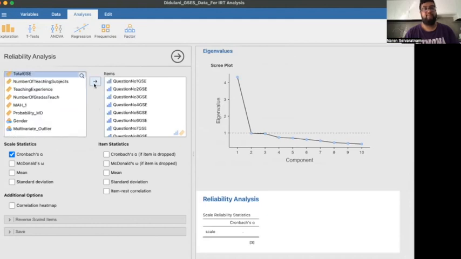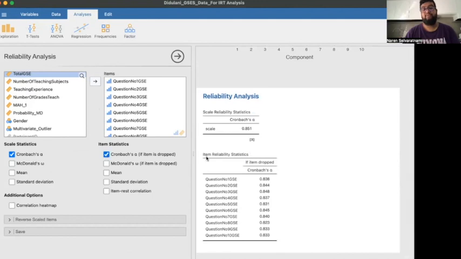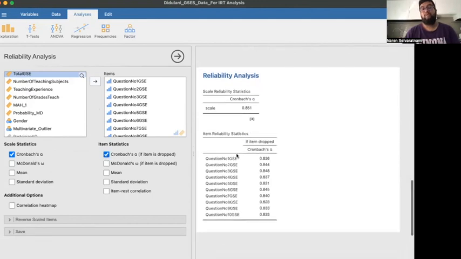You select them and put to the other side. Now it first generates Cronbach's alpha. Cronbach's alpha is 0.851, which is pretty good. And I'm going to go for Cronbach's alpha if an item is dropped. Now, the overall scale has a Cronbach's alpha of 0.851.